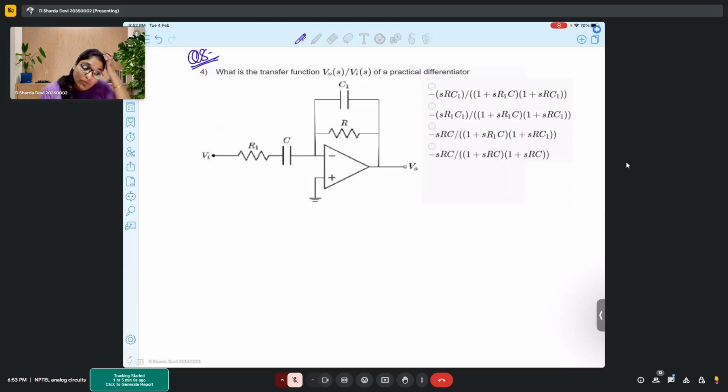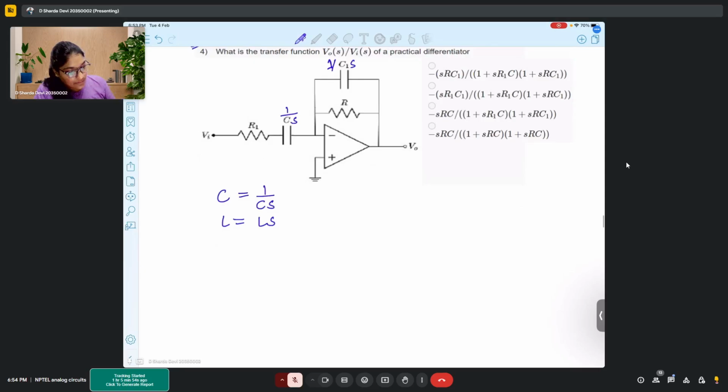So in this problem, what is the transfer function for the given practical differentiator? So we have to find the transfer function for this circuit given. How we find the transfer function is, whenever there is a capacitor C, we replace it with 1 upon Cs. When we have an inductor in our circuit, we replace it with L into S. Okay? And we just need to do that, and we will analyze it similar to normal resistors only. We won't do anything different here. Okay?